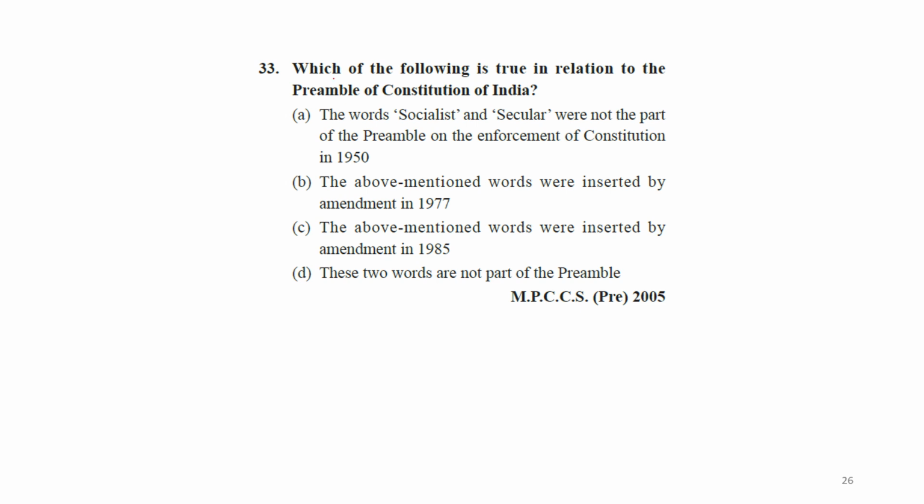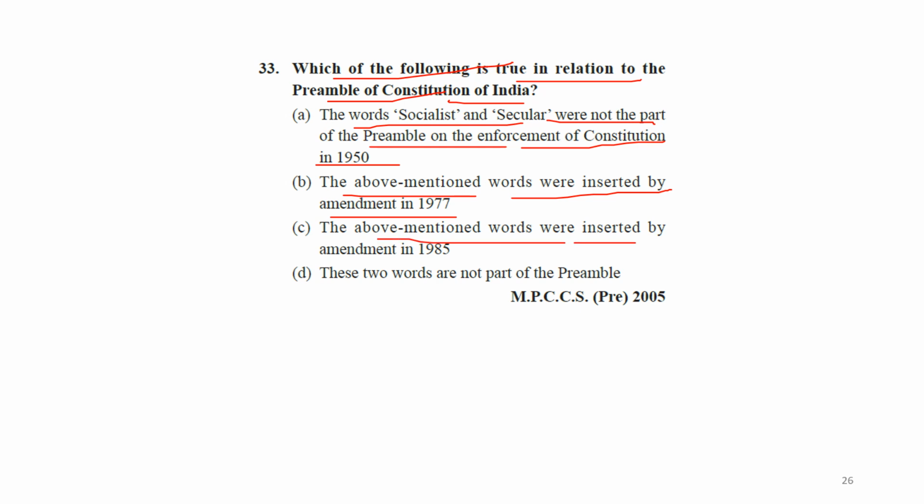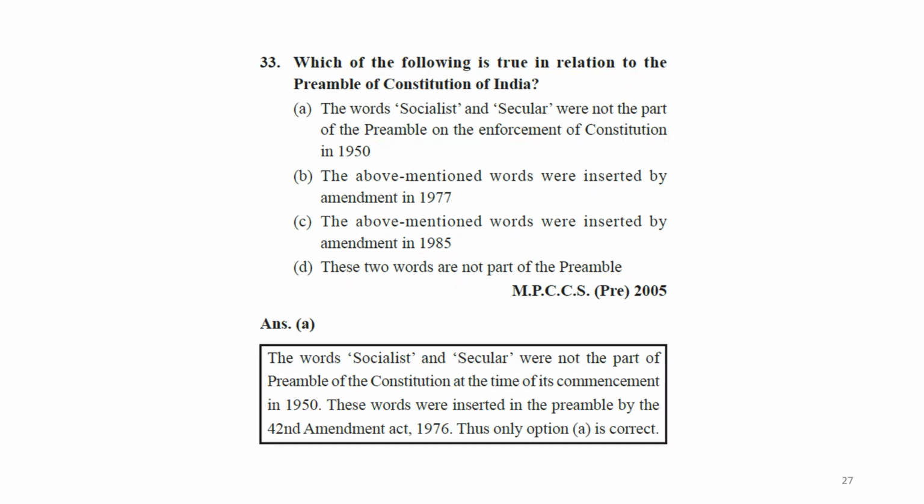Next, which of the following is true in relation to the preamble of the Constitution of India? The words socialist and secular were not part of the preamble on the enforcement of the Constitution in 1950. The above mentioned words were inserted by amendment in 1970. The above mentioned words were inserted in 1995. Those were not part of the preamble.